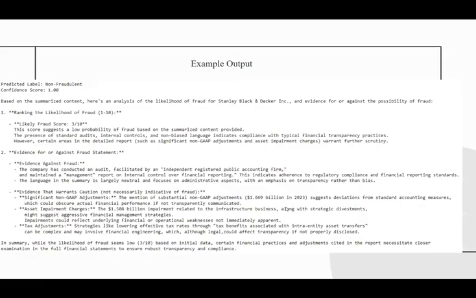And here is our example output. You can see there is a predicted label, it's non-fraud, and the confidence score is 1. It means that all the 4 models we use confirm that it's non-fraud. And the following are some explanations of whether it is fraud or not. It gives the likelihood of the fraud and the evidence for or against fraud statements to help the user understand.